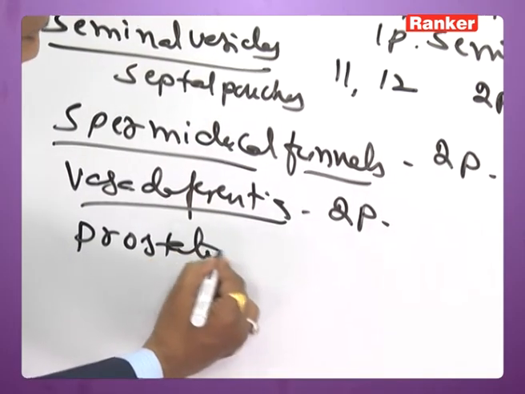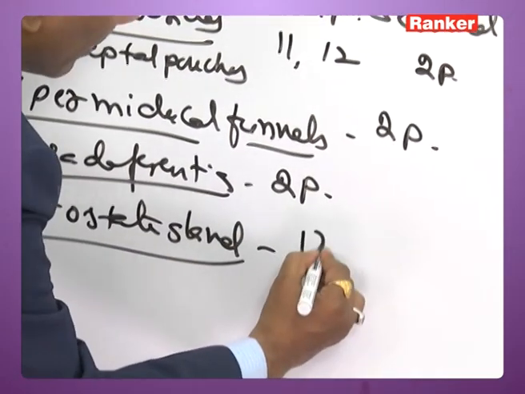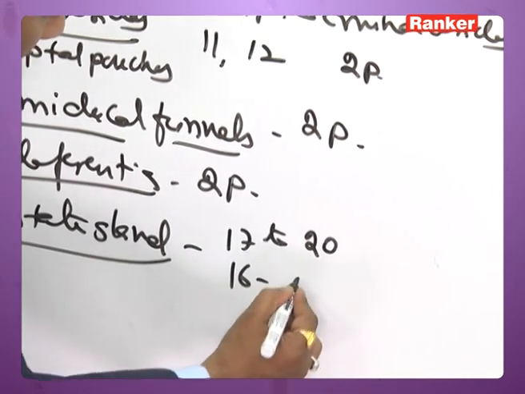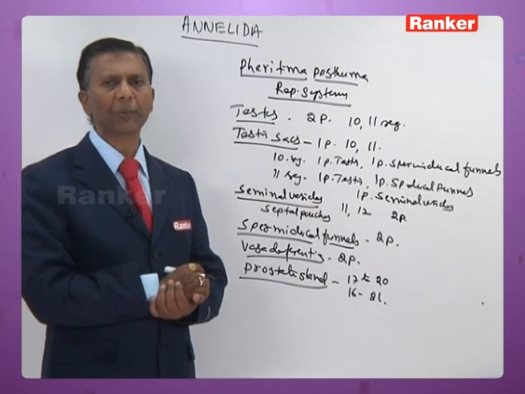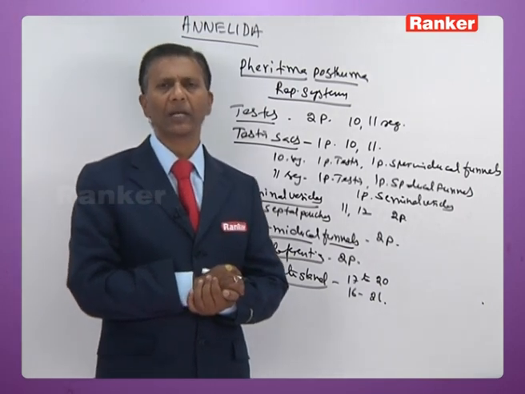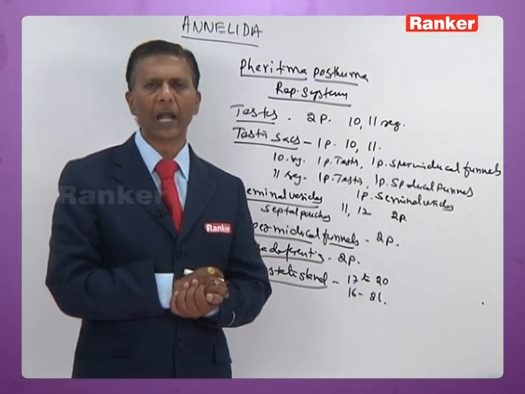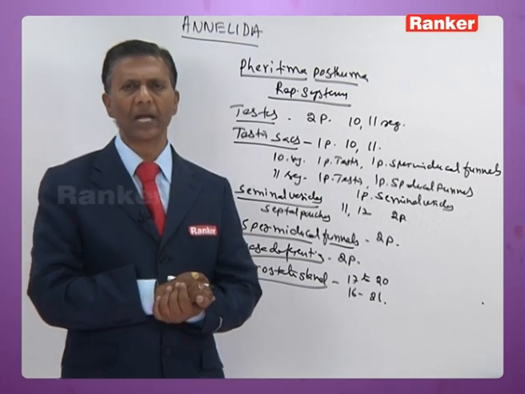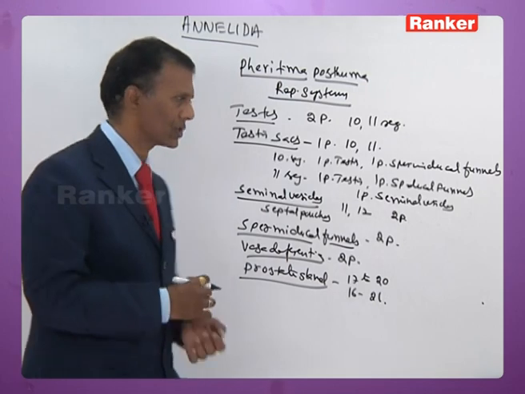Then there is the prostate gland. The prostate gland lies from the 17th to 20th segment, or the 16th to 21st segment. It has an anterior non-glandular part and a posterior glandular part. The glandular part secretes prostatic juice that helps in the formation of spermatophores.